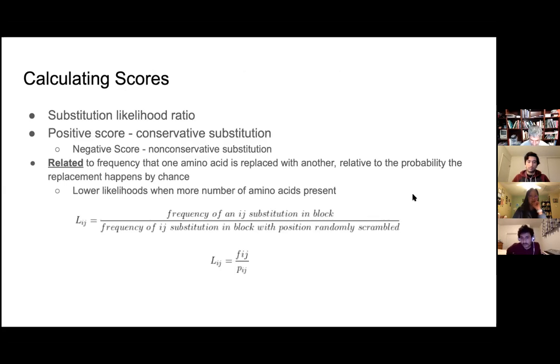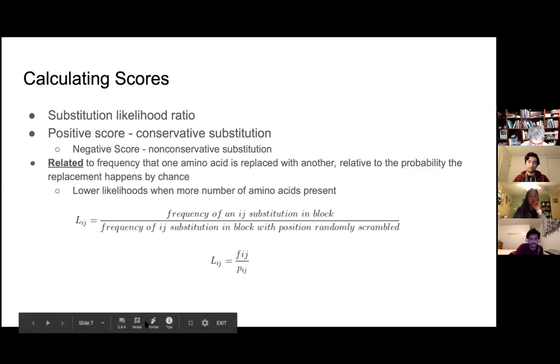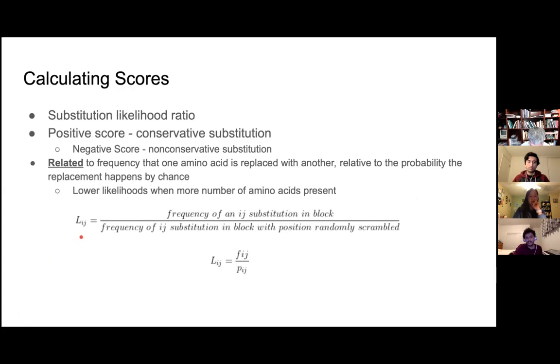So how do we get the scores? Well, first, we need to calculate something called the substitution likelihood ratio, which is defined down here. Oh, I should get my pointer. Here. So L sub i j. i and j are the two amino acids you're looking at.